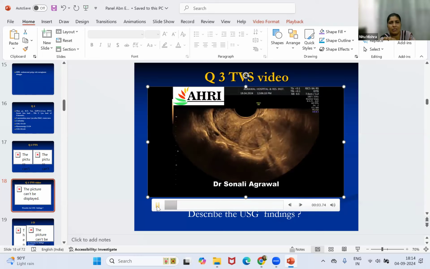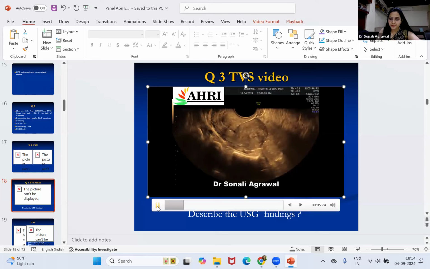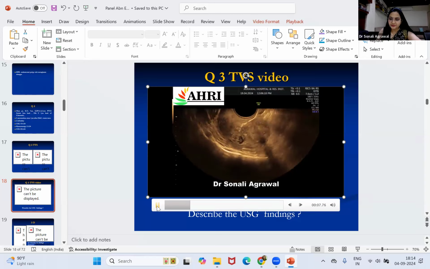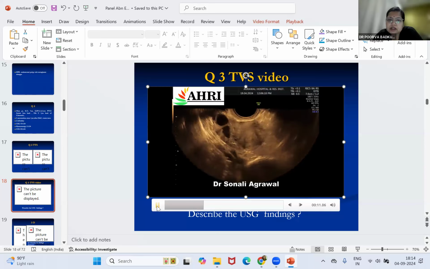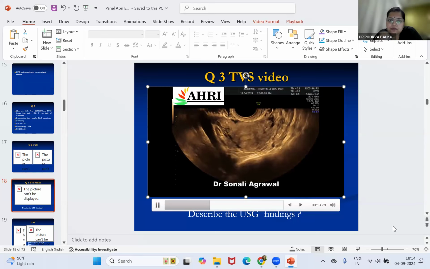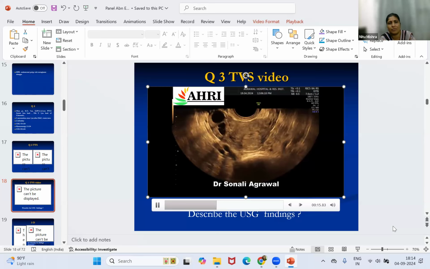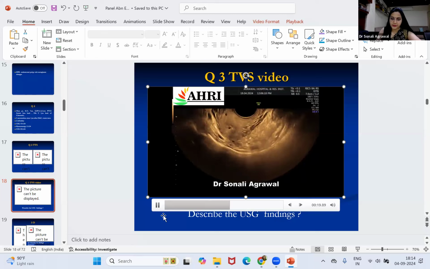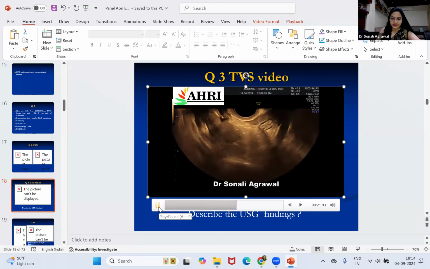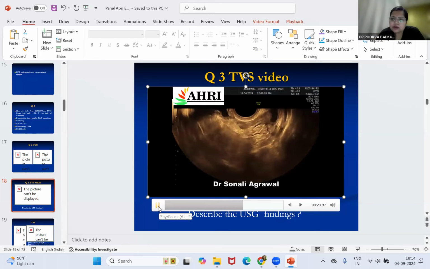Can you run the video once more, please? It is patchy also. In the fundal part it is somewhat thickened, and when it goes to the body and lower down, it is somewhat patchy. You can measure the thickness, but it is patchy. It's an irregular endometrium.